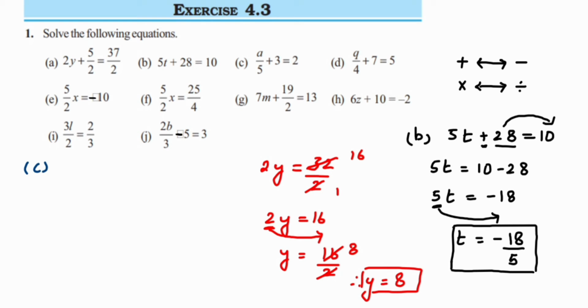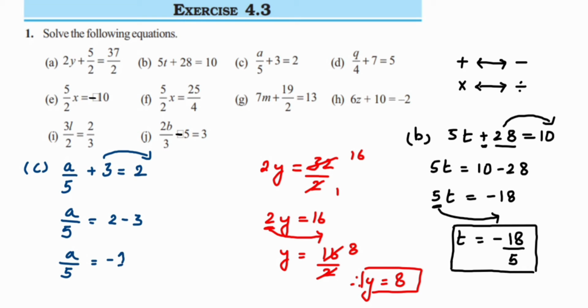So a upon 5 plus 3 is equal to 2. Now again, first bring all the constants. So I'm going to take a 3 to the other side. It becomes minus 3. So a upon 5 is equal to 2 minus 3. Now a upon 5 is equal to 2 minus 3, which is minus 1.